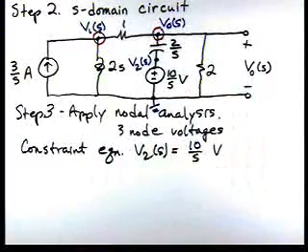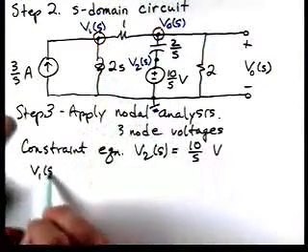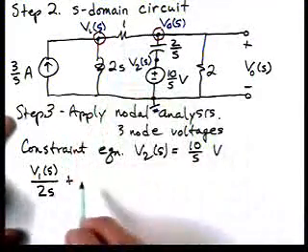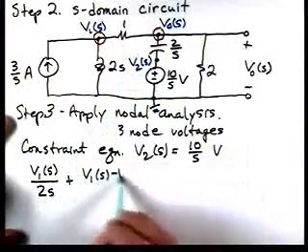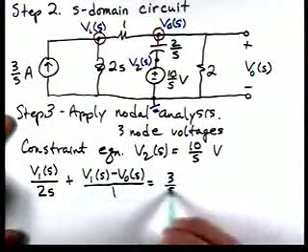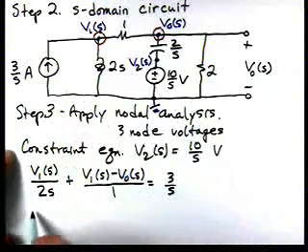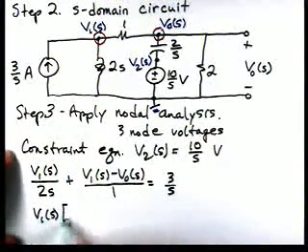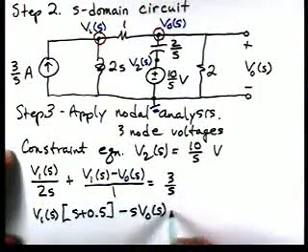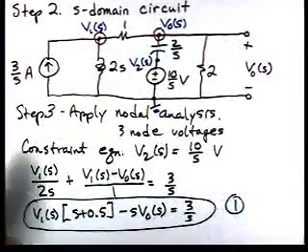So let's start with the node on the left. The current leaving through the 2S impedance is V1 of S over 2S. Then we'll have a current leaving through the 1 ohm. That's V1 of S minus V0 of S over 1. And that's equal to 3 over S, which is the current entering the node. Now if we rearrange this equation, we can write it in the form V1 of S times S plus 0.5 minus S times V0 of S is equal to 3 over S. I'm going to call this equation 1.